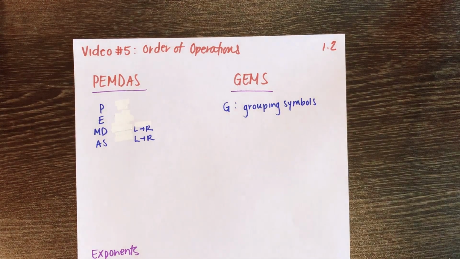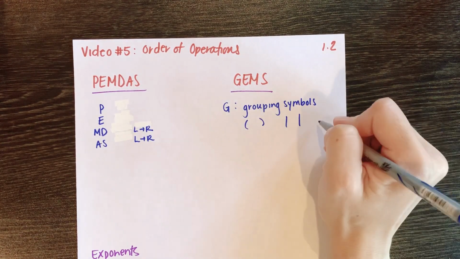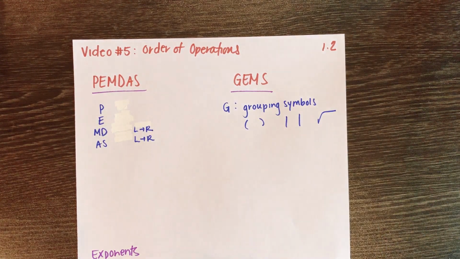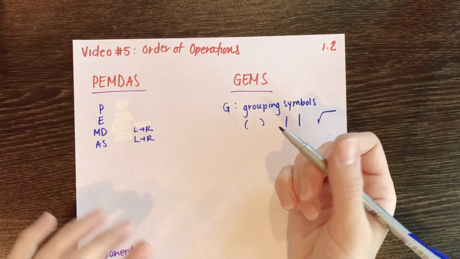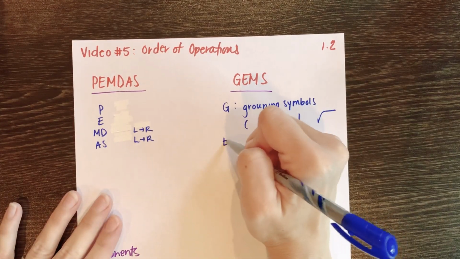And that I really like about GEMS as well, because it's not just parentheses. It's parentheses, it's absolute value bars, it's a square root symbol, it's a division bar. So it kind of includes that division bar in there, which is where students often struggle as well. Any kind of brackets at all, so any type of grouping, not just the parentheses, but a square bracket counts. So that's why I kind of like the G as opposed to the P, because it seems more inclusive.